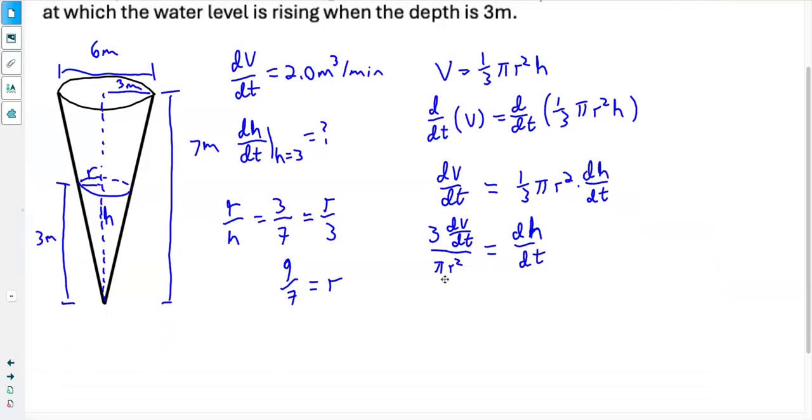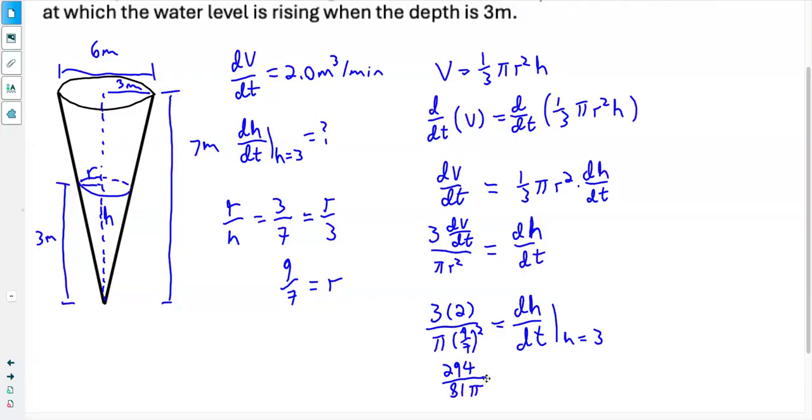So we have 3 times 2 divided by pi times our radius at that height, which is 9/7, squared, is dh/dt at a height of 3. And that gives us 294/81 pi meters per minute.